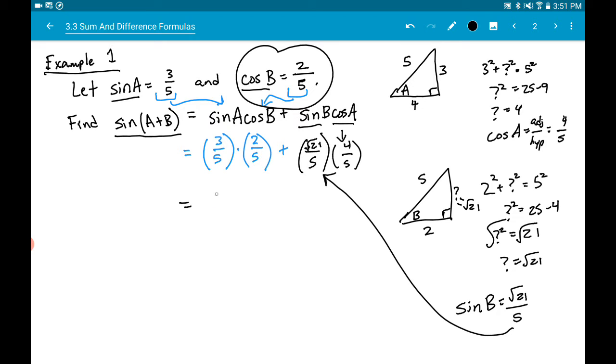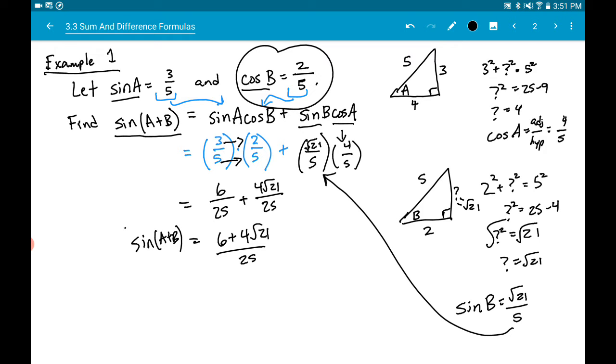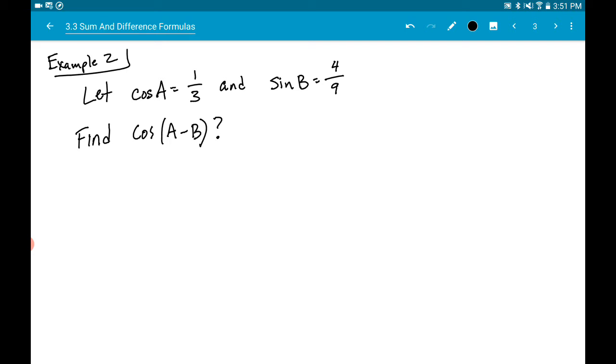So then what is the final answer going to be? Well, it's going to be 6 over 25, right? Multiplication, you multiply straight across, plus 4 radical 21 over 25. So the exact answer for this, when I combine them, sine of A plus B would be 6 plus 4 radical 21 over 25. All right, I'll let you review that if you want to, but I want to do a couple more examples. So let's try one with cosine.